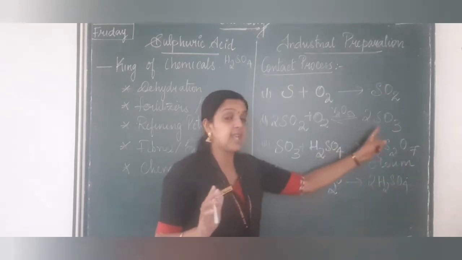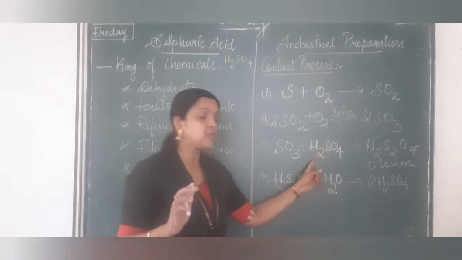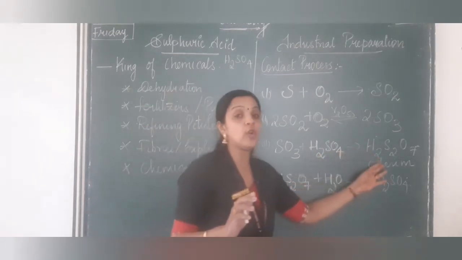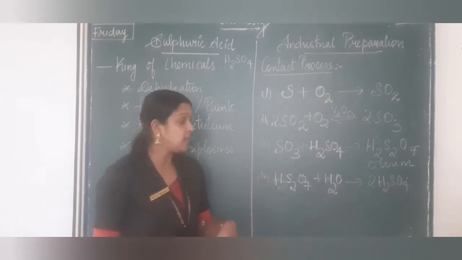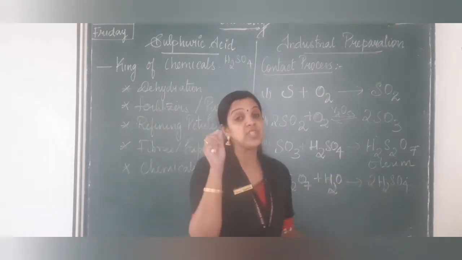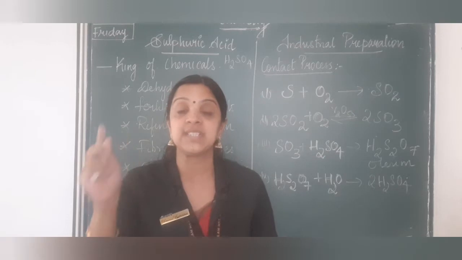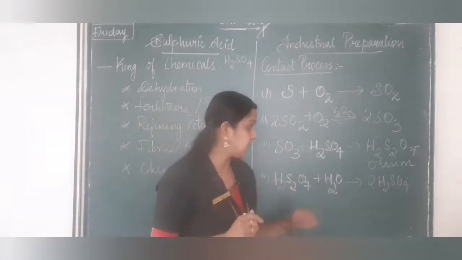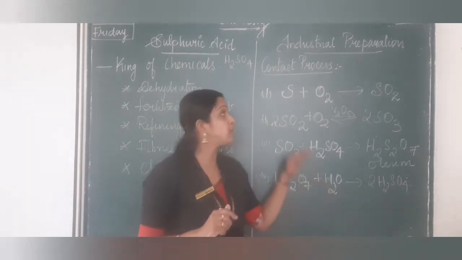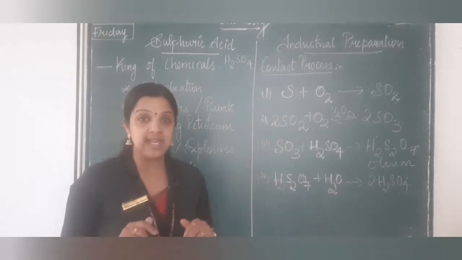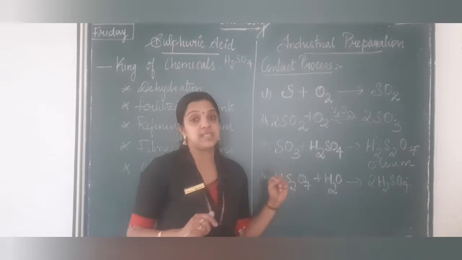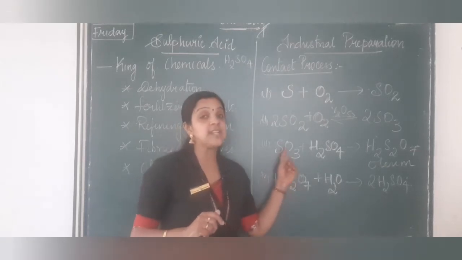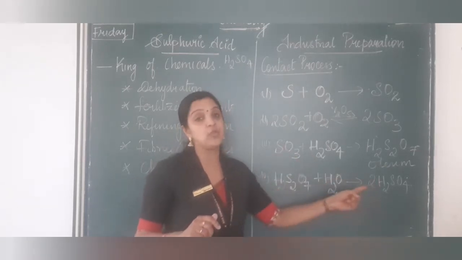Remember children, sulphur trioxide formed will be dissolved in H2SO4 to form oleum, which will be diluted with water to get your sulphuric acid, which is 97 to 98% pure sulphuric acid. So these are the 4 steps of preparation of sulphuric acid. Now we can also prepare directly from sulphur trioxide. But sulphur trioxide on dissolution will be giving sulphuric acid.